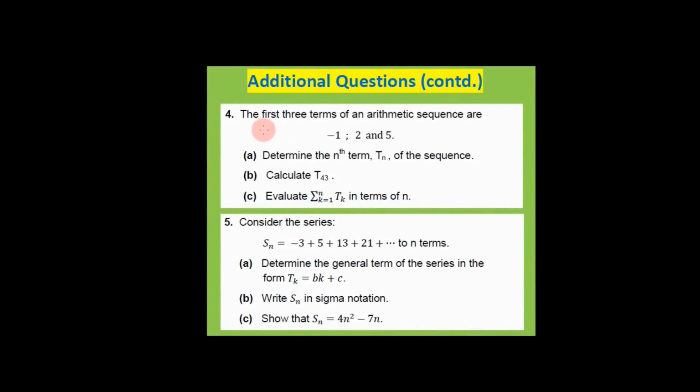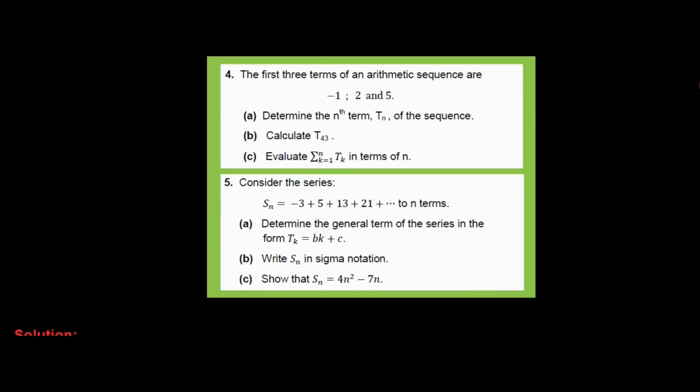Let's look at the answer to the fourth question here. We are given these three terms. It's the first three terms of an AP, so negative 1, 2, and 5. And in A, we have to find the nth term, T sub n, of the sequence. This is just another way of asking us to write down the general term. And we have to write it in terms of n and not k in this case.